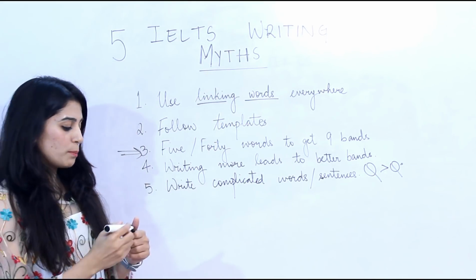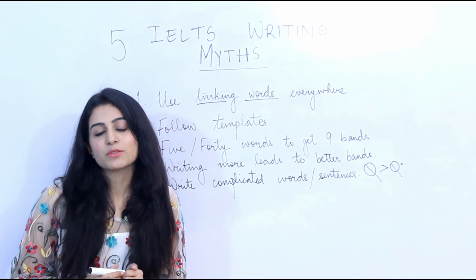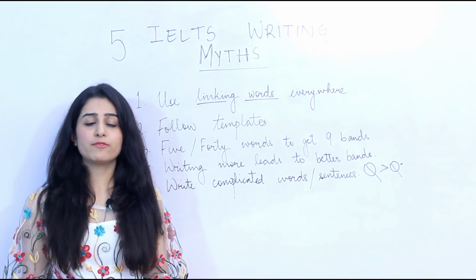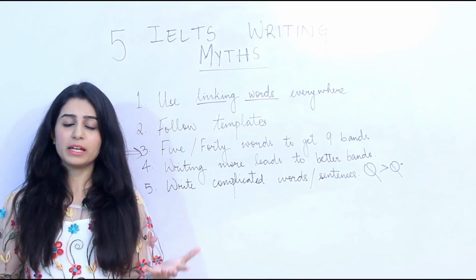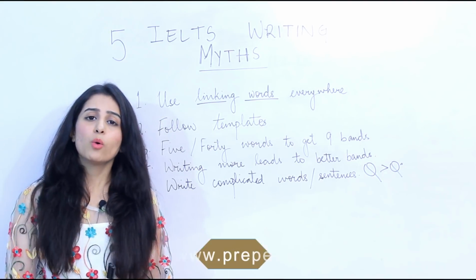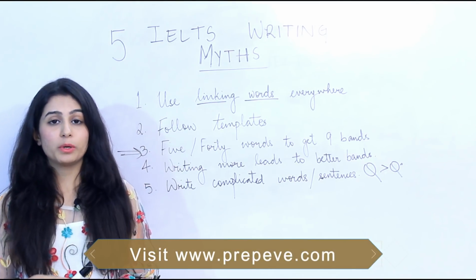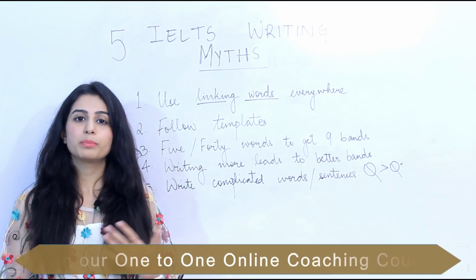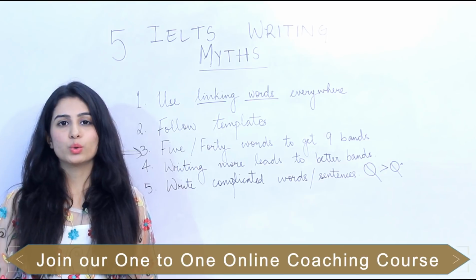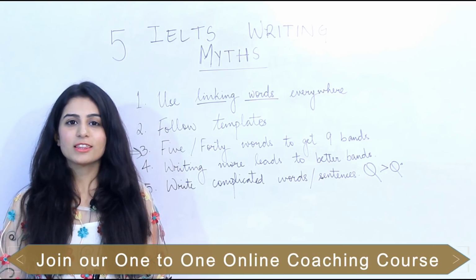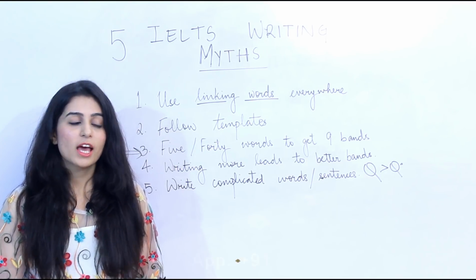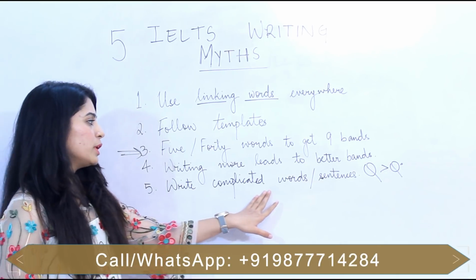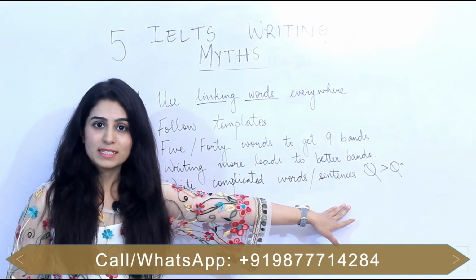Fifth one, write complicated words and sentences. Ma'am, where is my PDF of vocabulary? Ma'am, I want a PDF that showcases the word list which needs to be used in my essays or in my letters. Now there is no PDF, there is no list, there is nothing that you need to memorize. Here you should not be using complicated words or sentences.